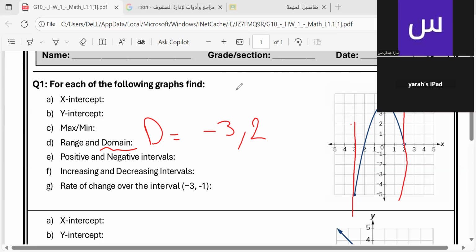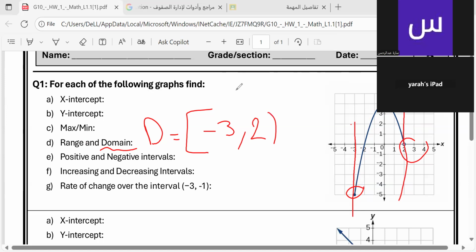And now here the -3 is closed. So here we close the interval curve. But here the 2 is open. So we make it as an open curve like that, or we make it like that. That means open. That means we go until each number just before 2 directly.